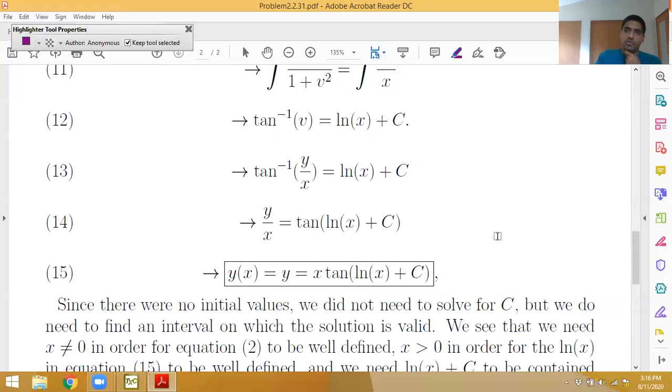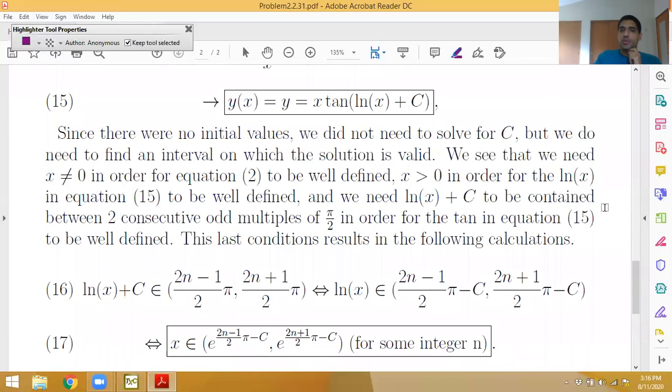And part of the reason I want to do this with you guys for this problem is that this is actually a pretty hard problem to find the intervals on which the solution exists. There's a lot of steps to it. So I think it's good to see how you do it for a hard problem, and then you'll be more confident when you come across easier problems.